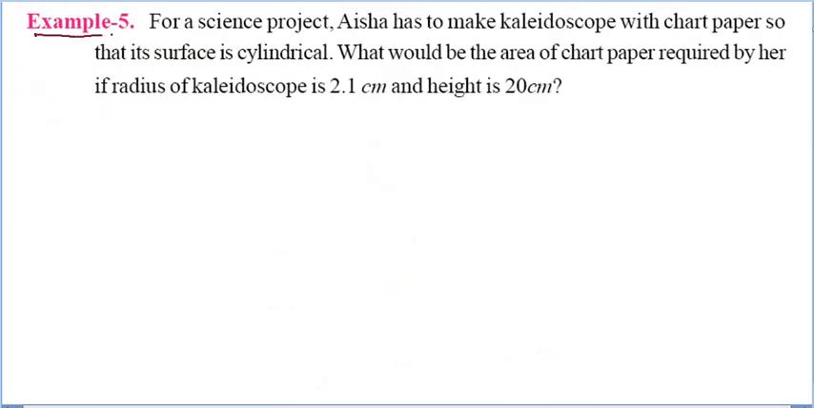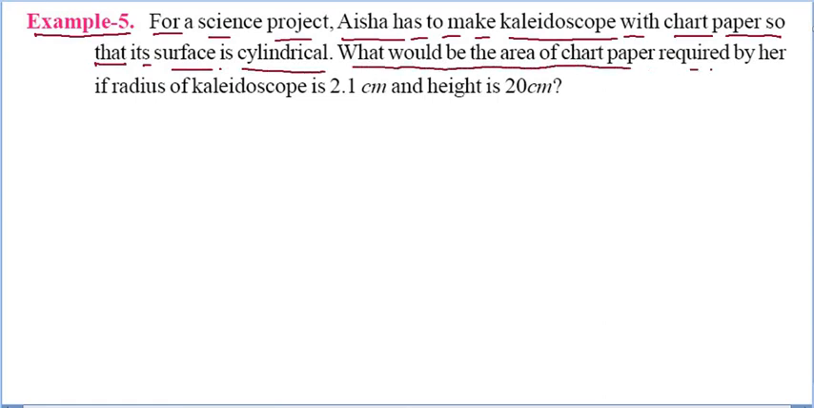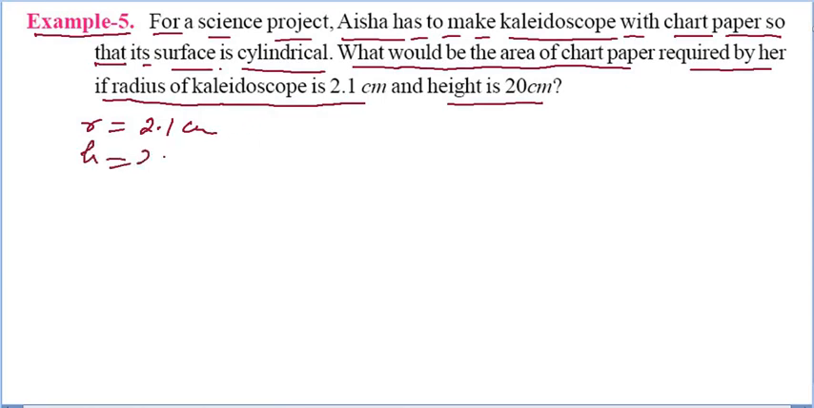Now come to example 5. For science projects, Isha has to make a kaleidoscope with chart paper. So that surface is cylindrical. What would be the area of the chart paper required by her if radius of kaleidoscope is 2.1 centimeter and height is 20 centimeter? So r is given as 2.1 centimeter and height is 20 centimeter.